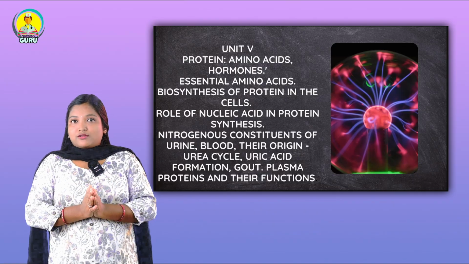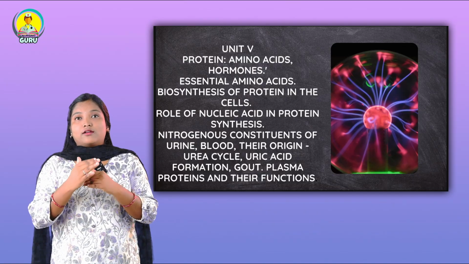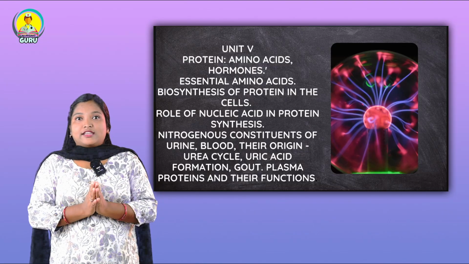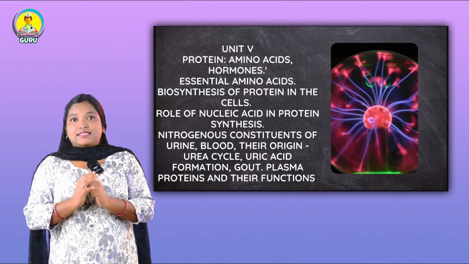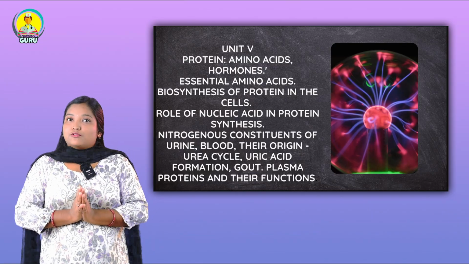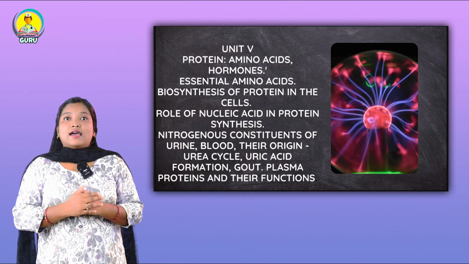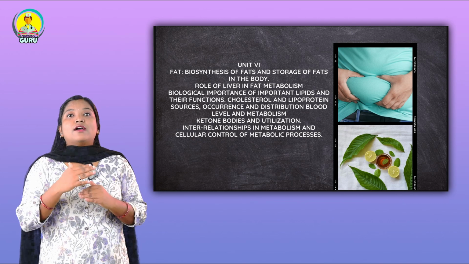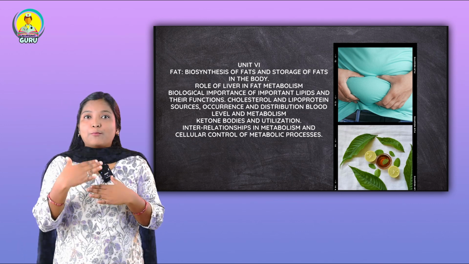Mainly we are going to focus on the plasma proteins, their absorption and digestion, and the metabolism in the cell. These are all the things we are going to focus on in this fifth unit. Next we can move towards the sixth unit, that is what? Fat. The fat is a very important unit.